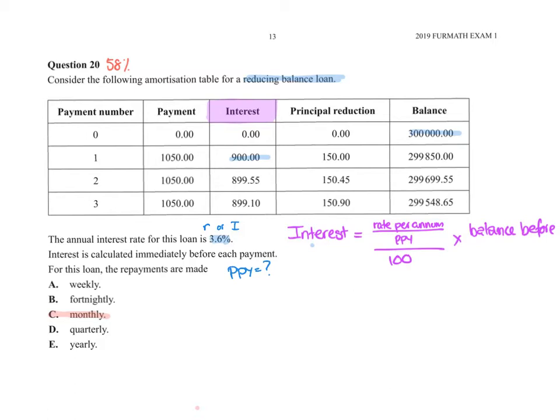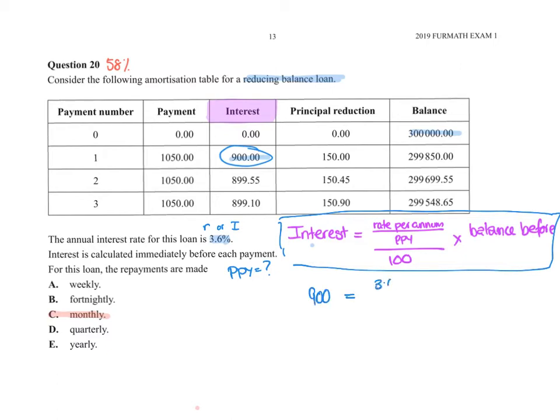So what I can do is write out the formula of how interest is calculated, so how this amount, say, was calculated. So I could write 900 equals the rate per annum, which I know is 3.6, over PPY, which is what I want to know, so I'm just going to call it X, over 100. And we find the interest by timesing that rate by the balance before. So I do 300,000. When we get something like this with just one unknown, we can pop it in our solve function, comma X. And you'll see that X equals 12. So that means PPY is 12, which means it is monthly.